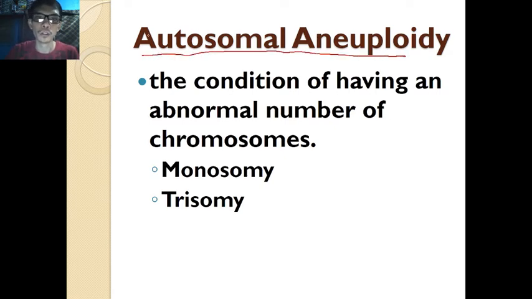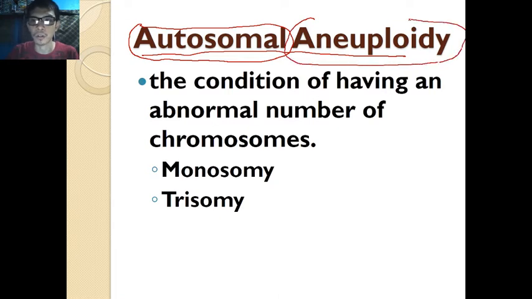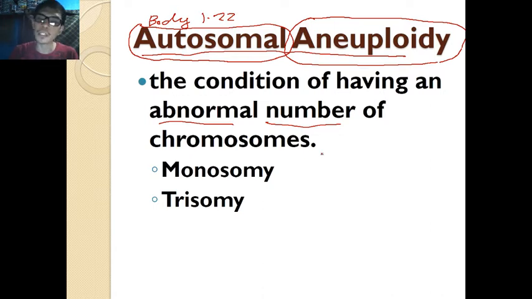So when we say autosomal aneuploidy, there is a different number of chromosomes, beyond normal, present in an organism. Autosomal means body chromosome. This is from the 1st to the 22nd chromosome of our body, and aneuploidy means number of chromosomes. So aneuploidy is the condition of having an abnormal number of chromosomes. It might be an extra one or a missing one.